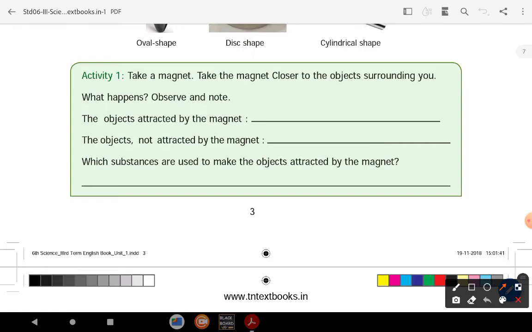What will happen? Some of the objects will be attracted by the magnet. Give some examples, children. What are the objects attracted by the magnet? Write them. Write 1, 2, 3, 4. What are the objects? Right. Objects that are not attracted by the magnet.